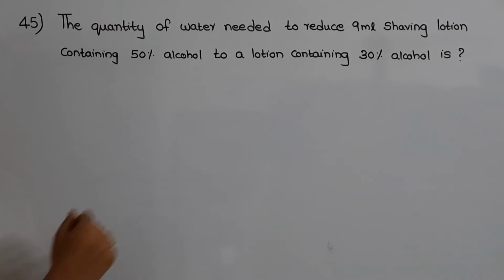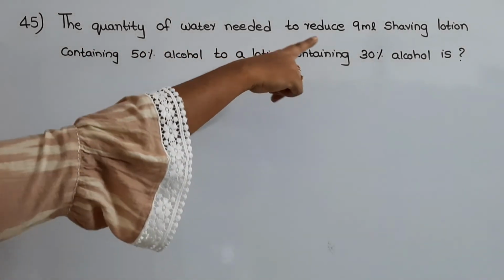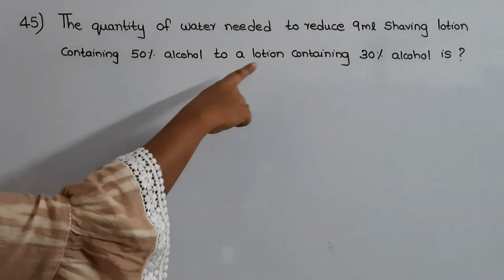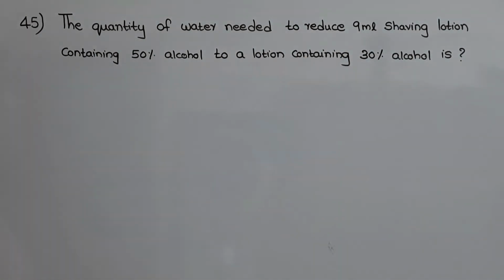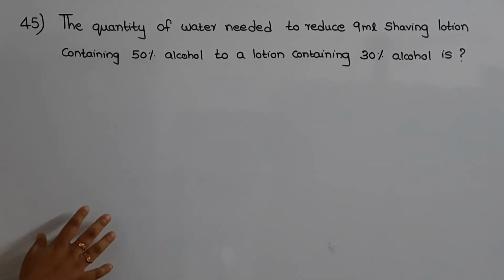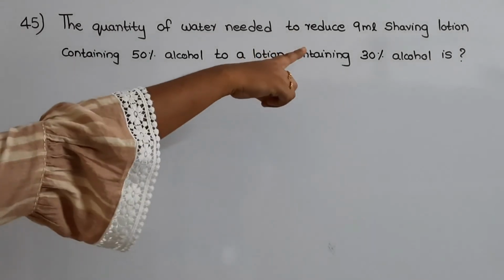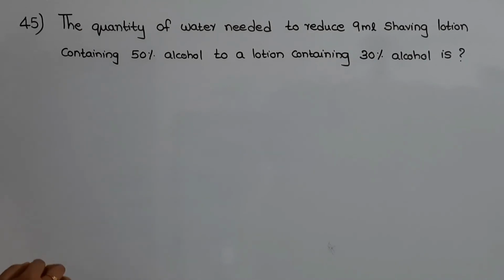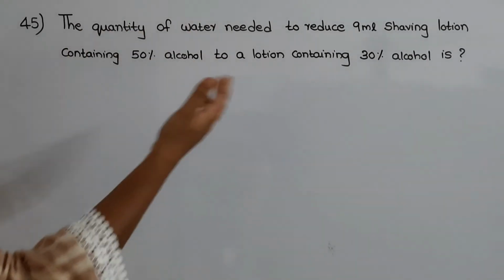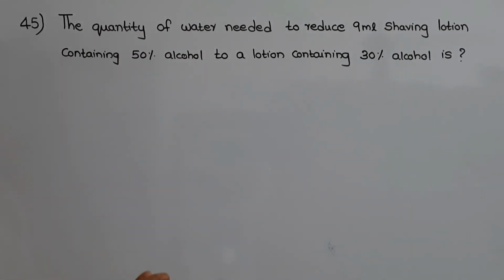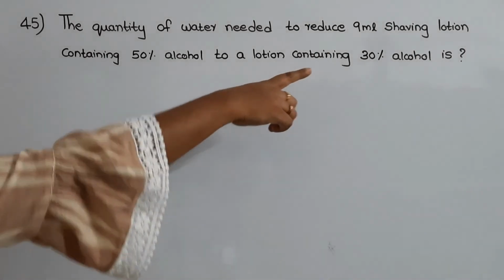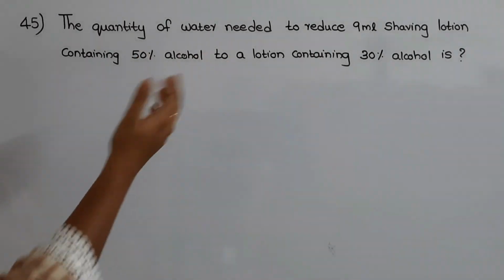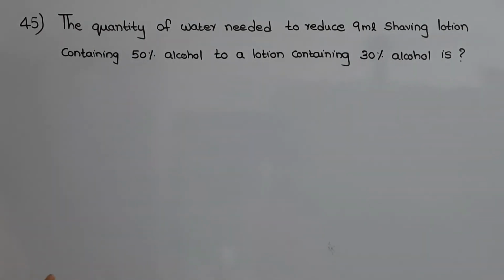The next question is, the quantity of water needed to reduce 9 milliliter shaving lotion containing 50% alcohol to a lotion containing 30% alcohol is. In this question they are telling that in 9 milliliter shaving lotion, the percentage of alcohol was 50%. To this they have added some quantity of water, because of which the alcohol has become 30%. So we need to find out what quantity of water is added to the shaving lotion.